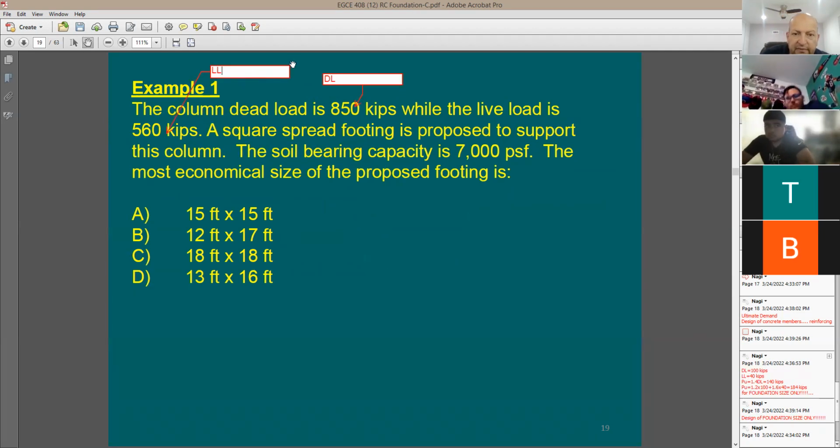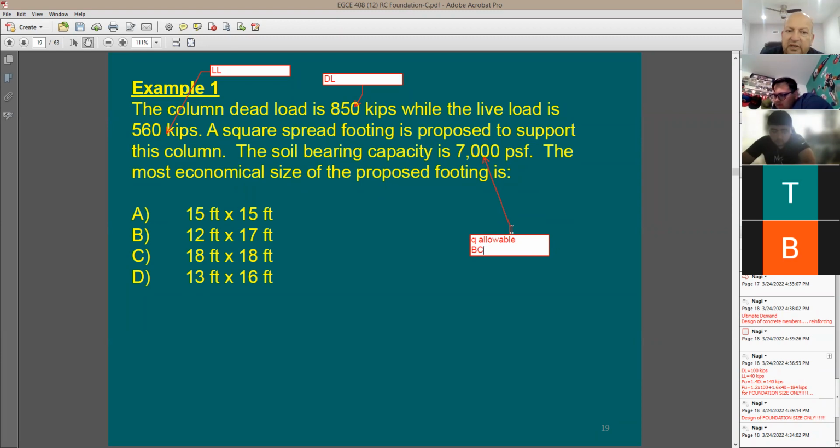This is going to be live load. We're going to be working with a square spread footing proposed to support this column. Soil bearing capacity is 7,000 PSF. What do you call this? You can call this q allowable, which means allowable soil pressure. Sometimes you call it BC, bearing capacity, right?